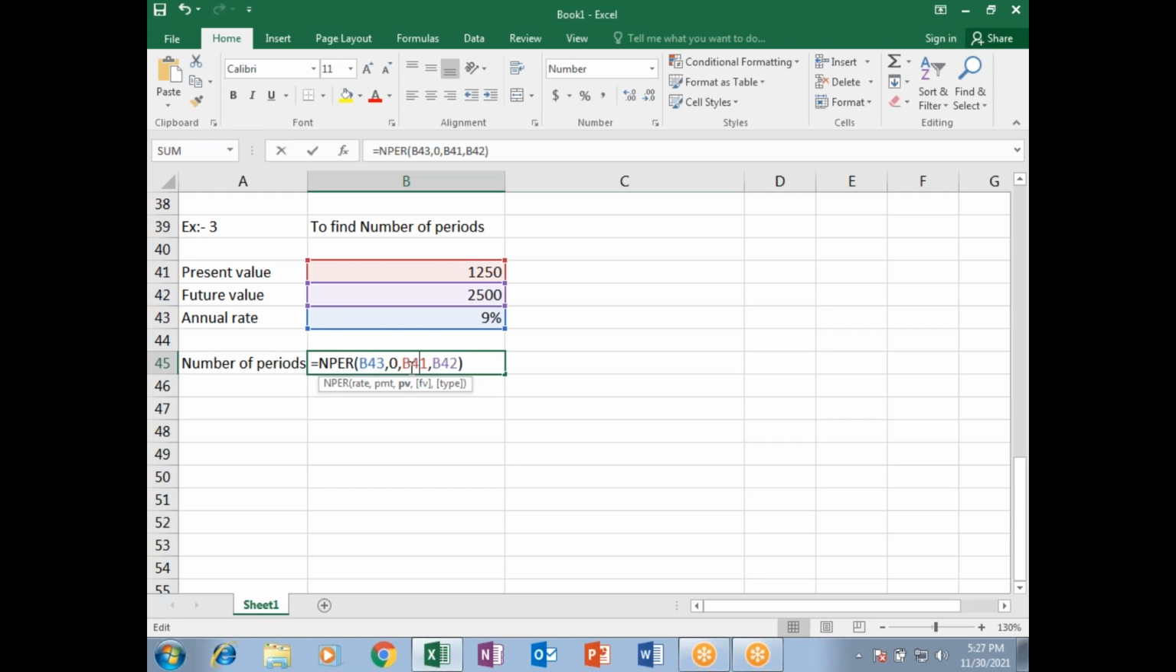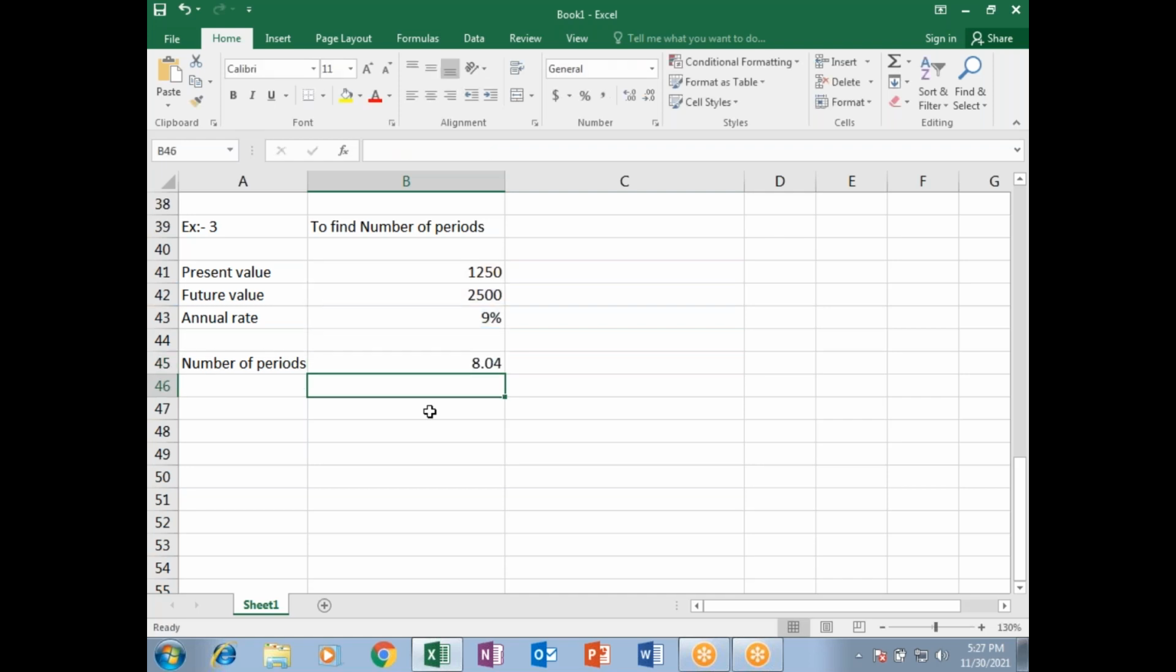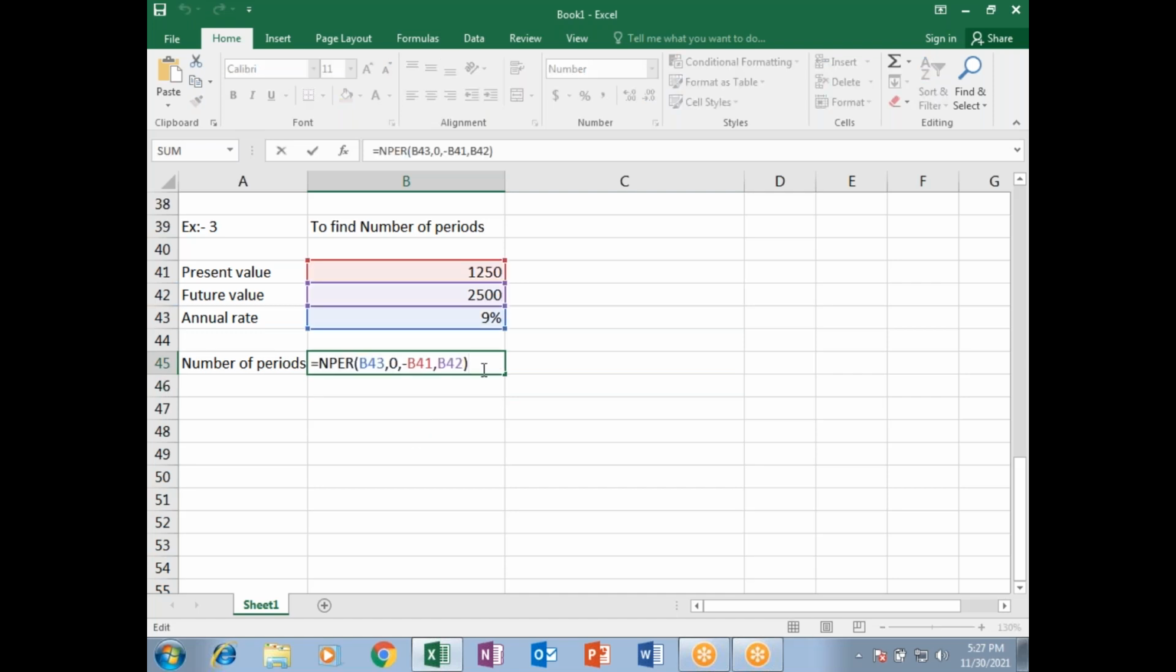So I'll be giving the minus symbol for the present value and enter. So I'll get the exact number of periods. Okay, this is to find out NPER.